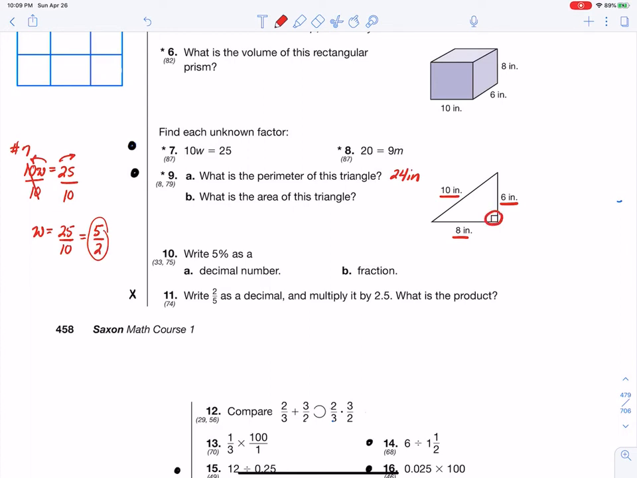Then as far as the next part, it says, what's the area? That's your right angle. So I'm going to take the two sides or the lines that meet there. So that would be the 8 and the 6. Multiply them up, that's 48. And then I need to divide that by 2 because otherwise I have the area of the rectangle that extends into. So it ends up being 24 inches squared.